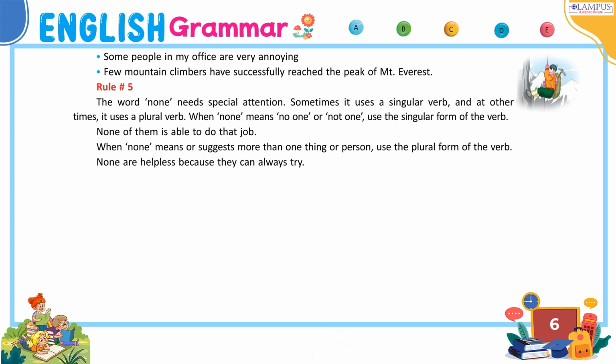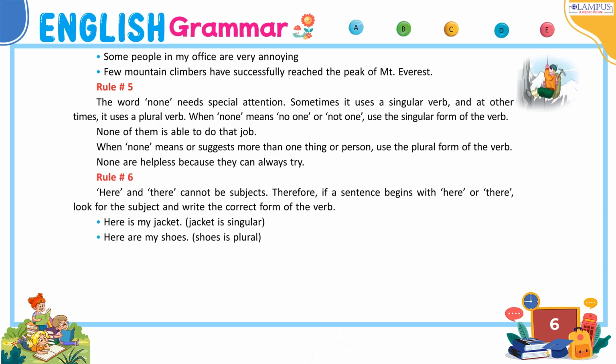Rule 5. The word none needs special attention. Sometimes it uses a singular verb, and at other times, it uses a plural verb. When none means no one or not one, use the singular form of the verb. None of them is able to do that job. When none means or suggests more than one thing or person, use the plural form of the verb. None are helpless because they can always try.